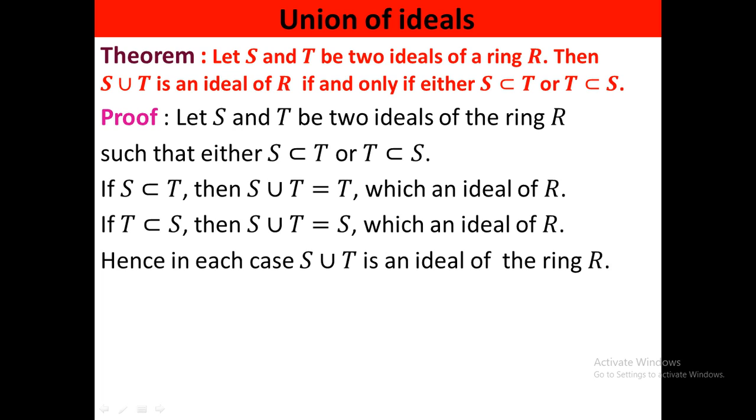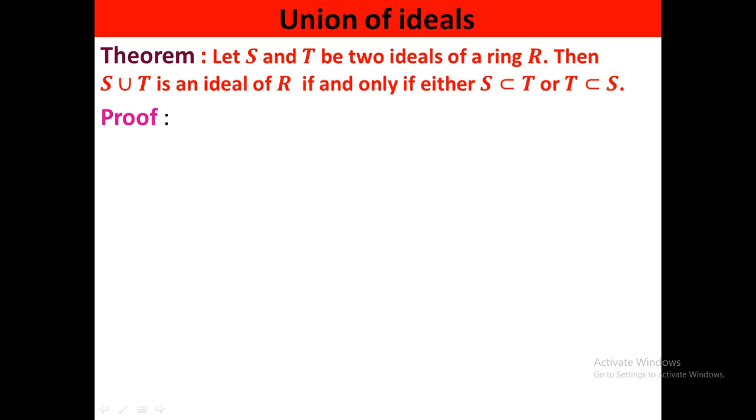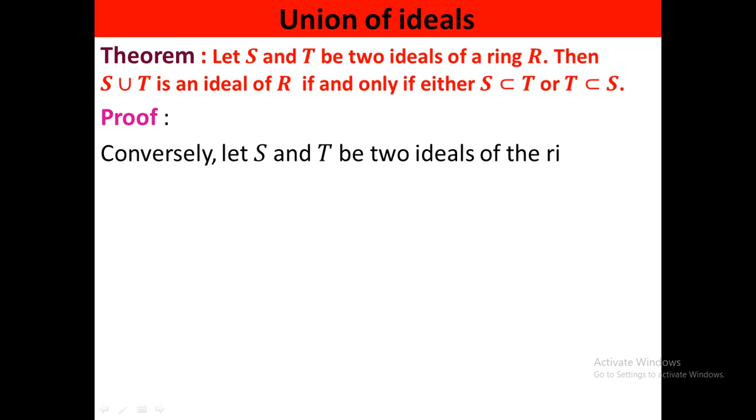This is the first part. Converse part. In the converse part, we consider S and T to be two ideals of a ring R in such a way that their union is an ideal. Conversely, let us take S and T to be two ideals of the ring R in such a way that S union T is an ideal.